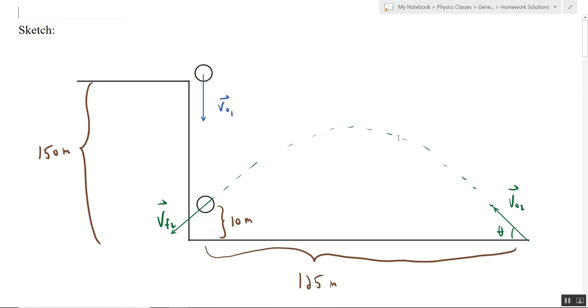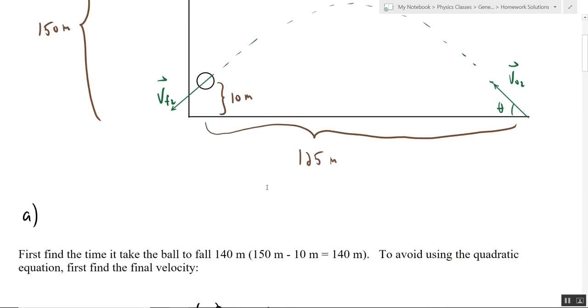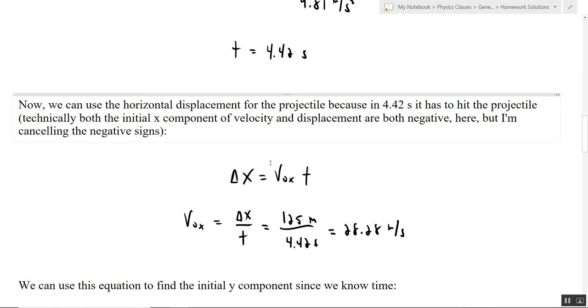And at that same time, the projectile has to go from here to here, which means it has to cover this horizontal displacement. Once again, we're given the horizontal displacement, 125. Sorry, it has to cover 125 meters horizontally in 4.42 seconds. So you can use this to solve for v0x, right? Just like we did in the last problem. So it's the horizontal displacement divided by the time it takes to get there, which in this case has to be 4.42 seconds so that it hits the ball.